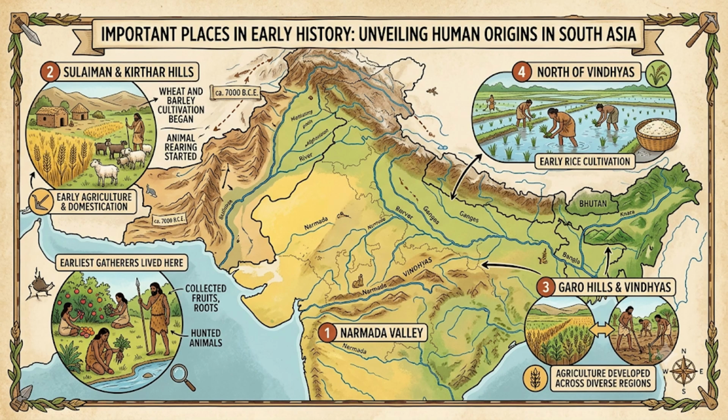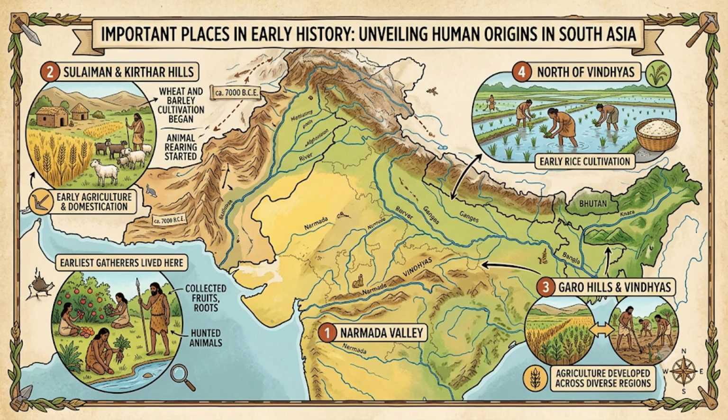Important places in early history. Now, let's look at some important places mentioned in early Indian history. The Narmada Valley was home to some of the earliest gatherers. These people collected roots, fruits, and forest products and hunted animals for food.